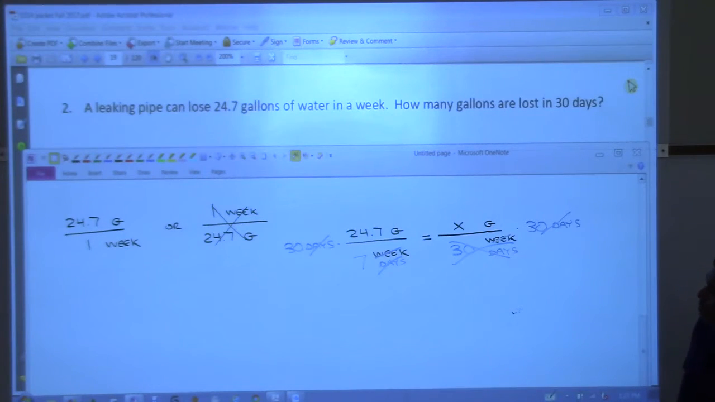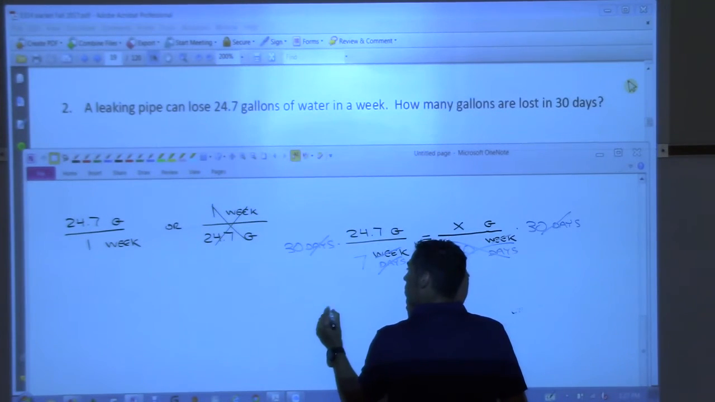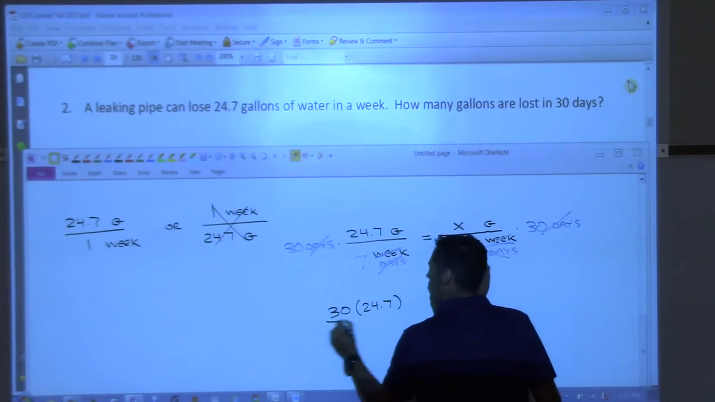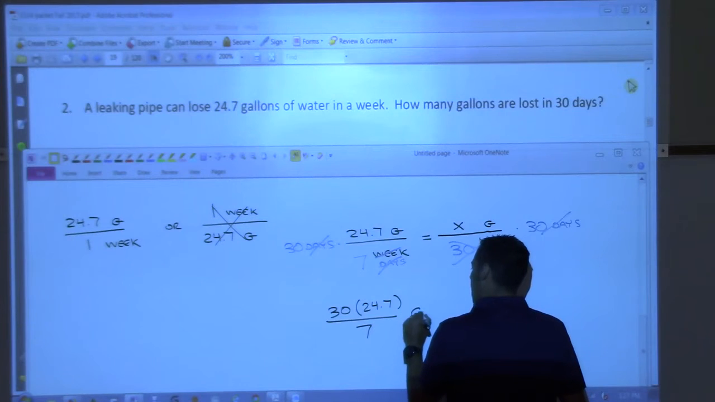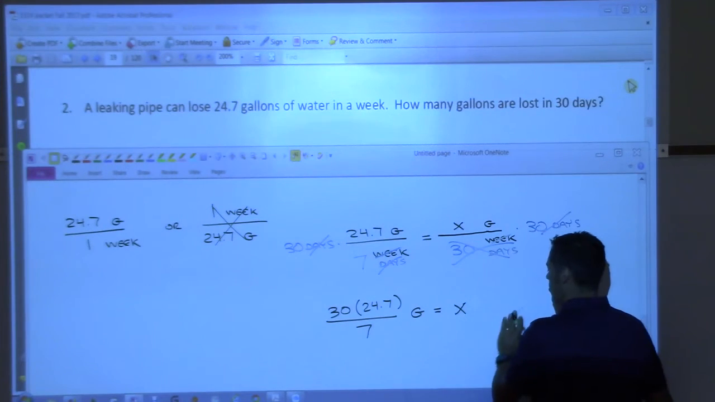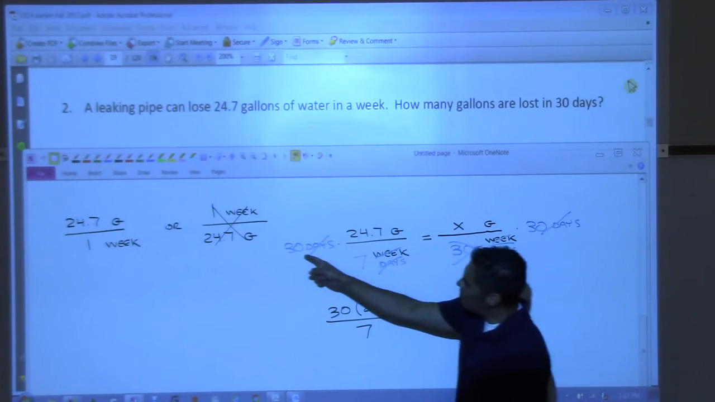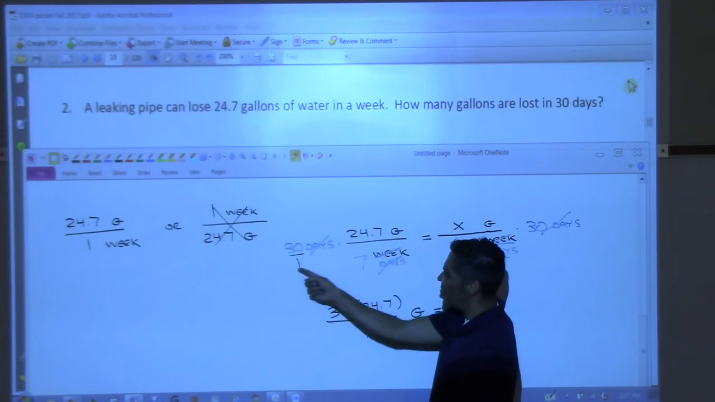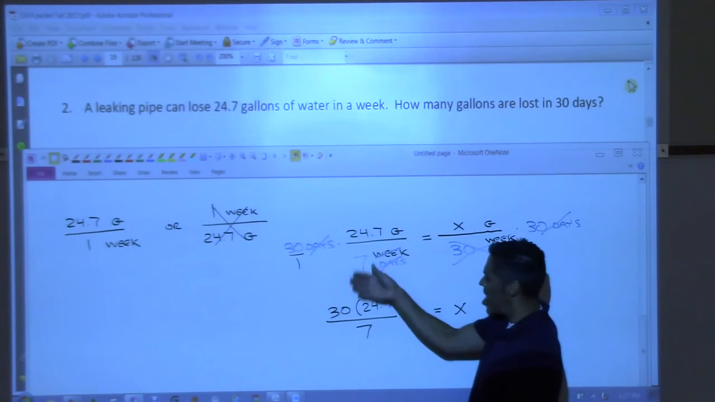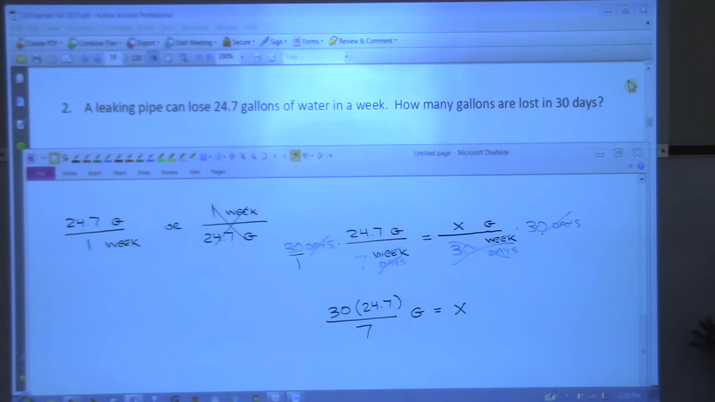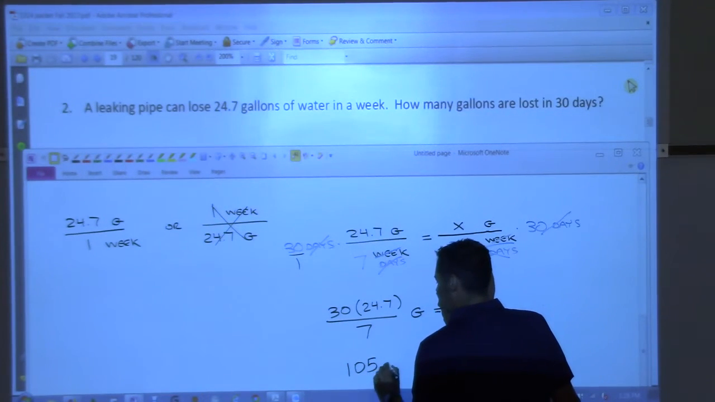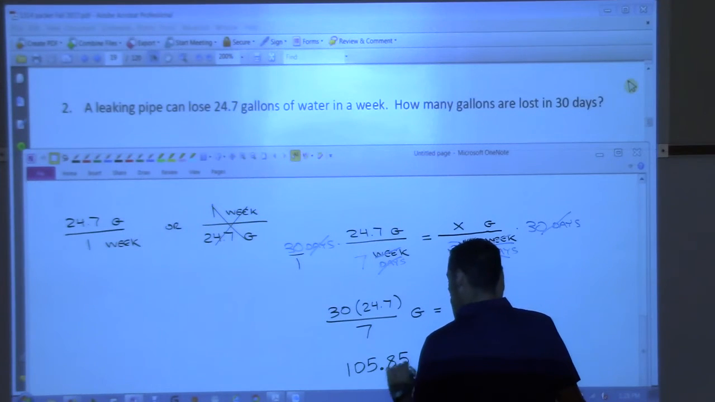On the left side, the only computation you have to do is 30 times 24.7. Oh, wait, no. Sorry. I divided by 7. So 30 times 24.7 over 7, this is gallons, equals X. So remember, this 30 over here is really like a 30 over 1. So you go across the top and the bottom. So 1 times 7 is 7. 30 times that is something. So does anyone have that whole thing done? All of it? 105.85, whatever. Okay, good enough.